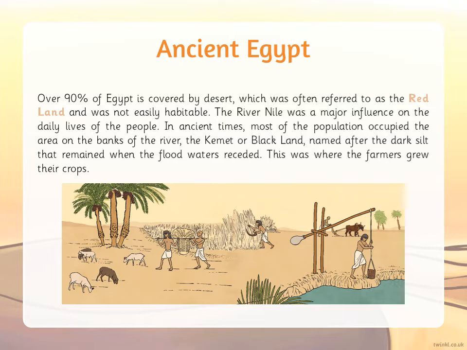So when the water dried up a little bit and it wasn't such a fast flowing river anymore, it had a black and dark silt going right through the heart of it. And this is where the farmers grew their crops. Really good land to start growing everything that they needed, the wheat, the barley, the things that they would grow in Egypt for food.